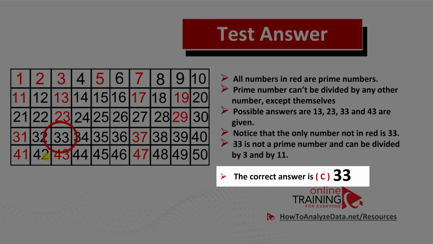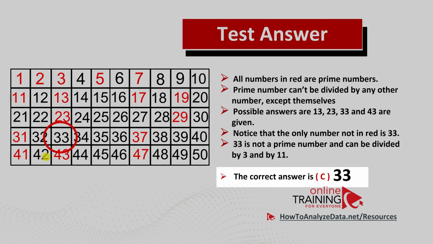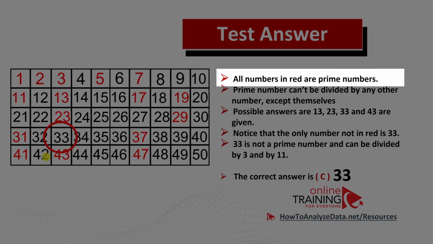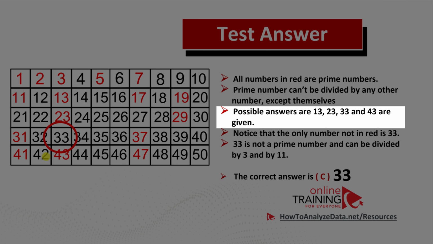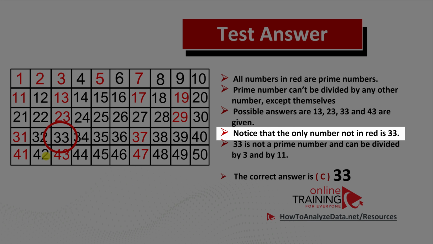So the correct answer here is choice C, 33. Let's recap. All numbers in red presented in the grid are prime numbers. A prime number cannot be divided by any other number except itself. Possible answers are 13, 23, 33, and 43. And the only number that is not a prime number is 33.